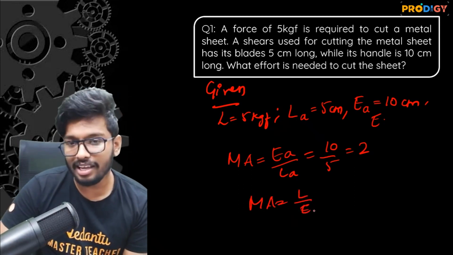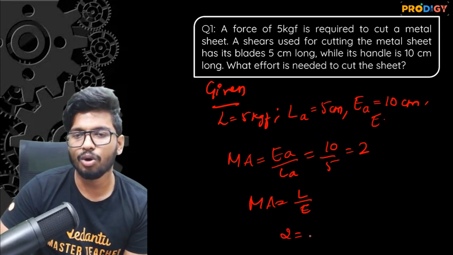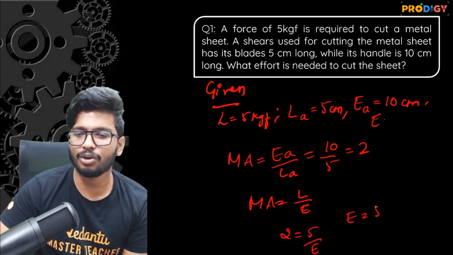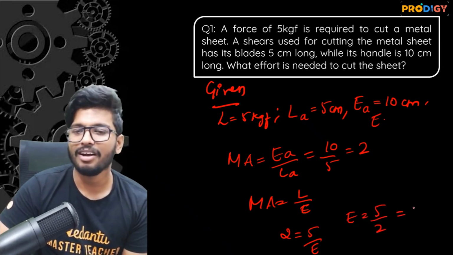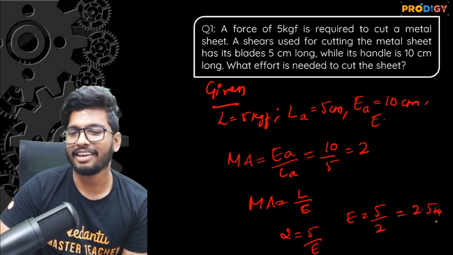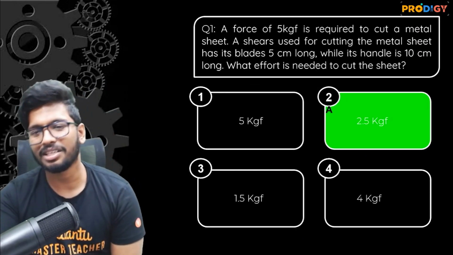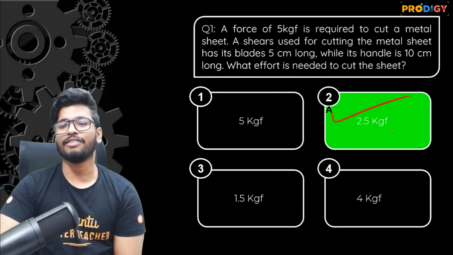You are asked to find out what is the effort. So mechanical advantage is 2. Load is given as 5. Effort is what you're asked to find out. So effort is equal to 5 divided by 2, which is nothing but 2.5 kgf. So the answer to this question is option number 2, which is 2.5 kgf.